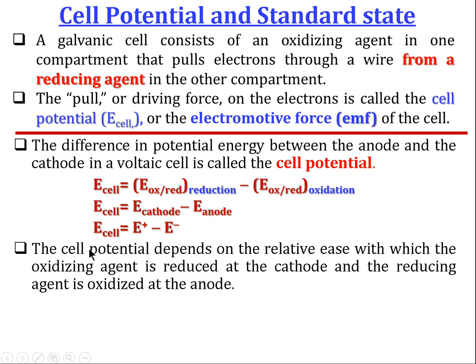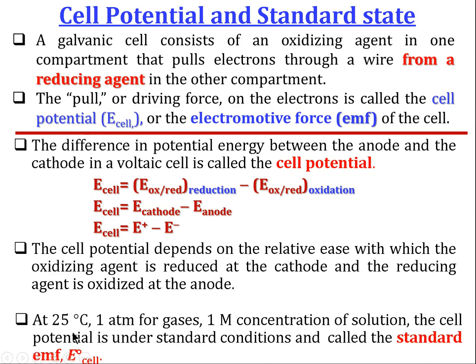The cell potential depends on the relative ease with which the oxidizing agent is reduced at the cathode and the reducing agent is oxidized at the anode. In other words, the cell potential of a reaction depends on the strength of oxidant 1 and the strength of reductant 2 that make the reaction.